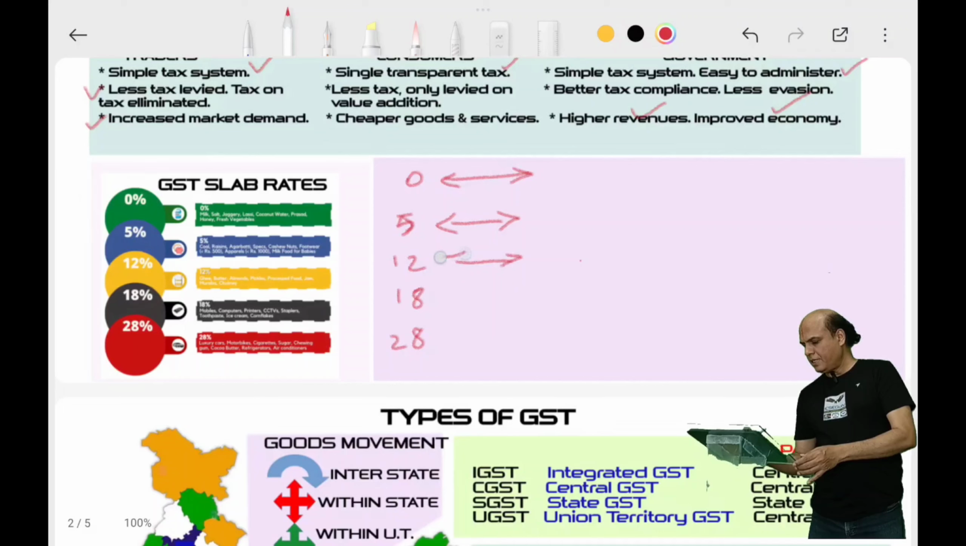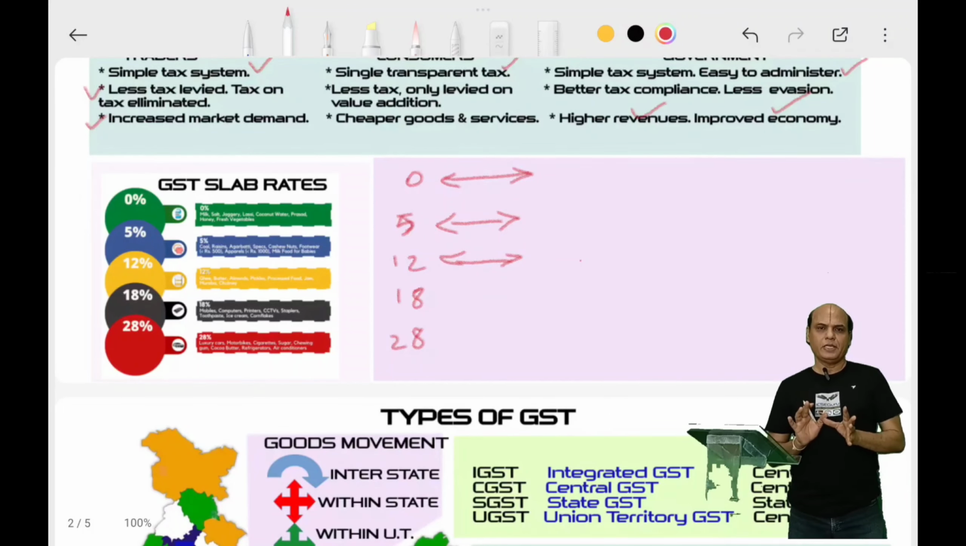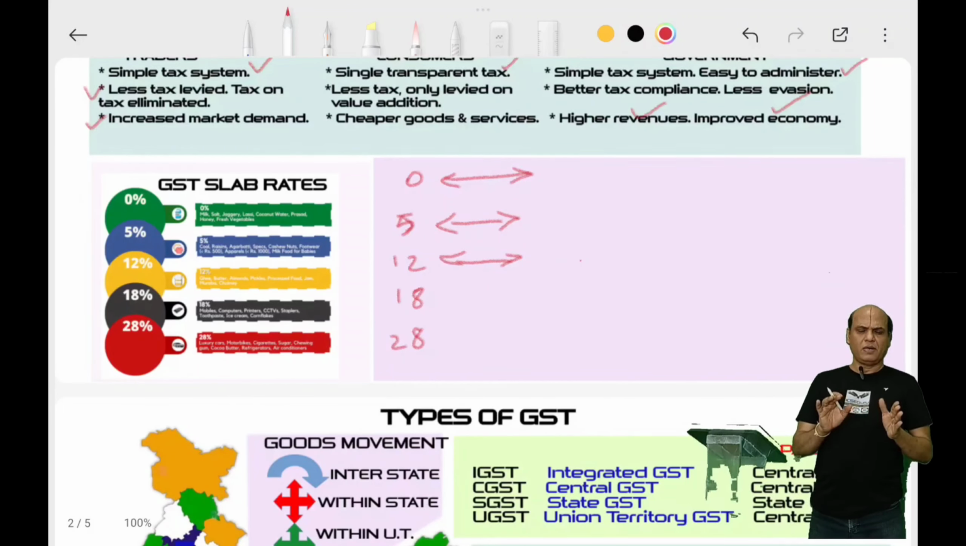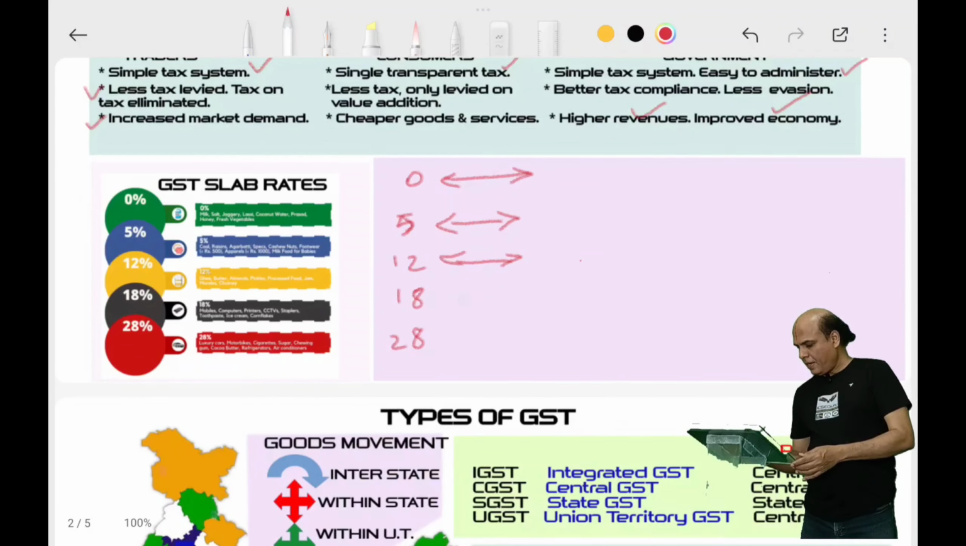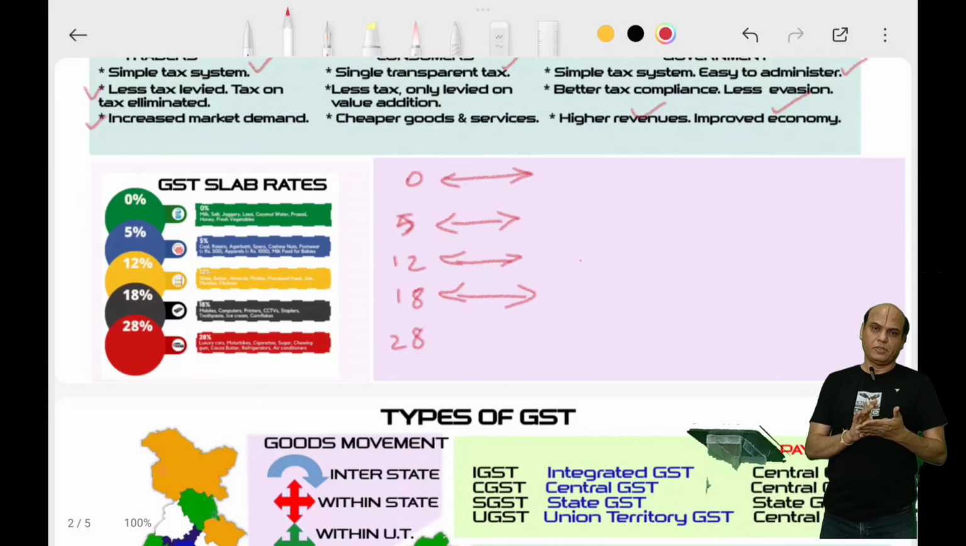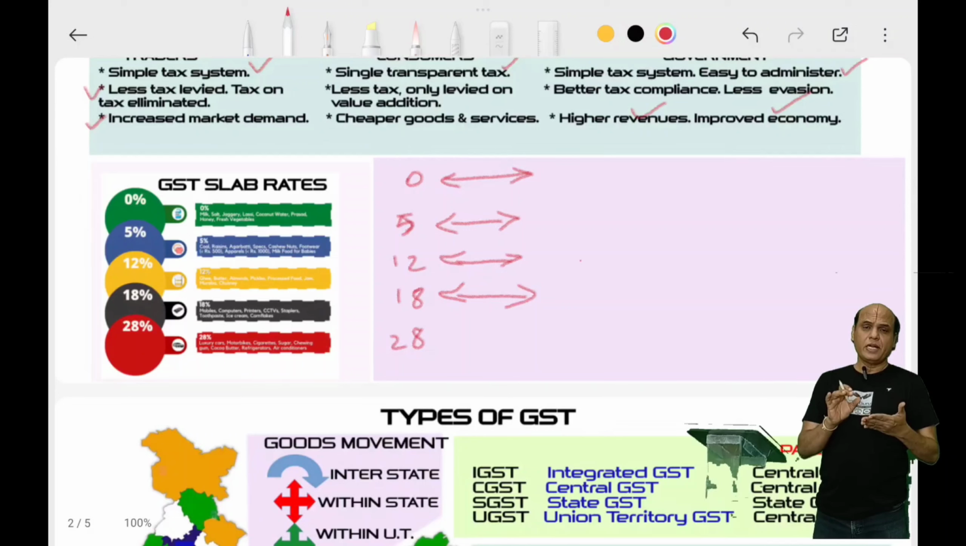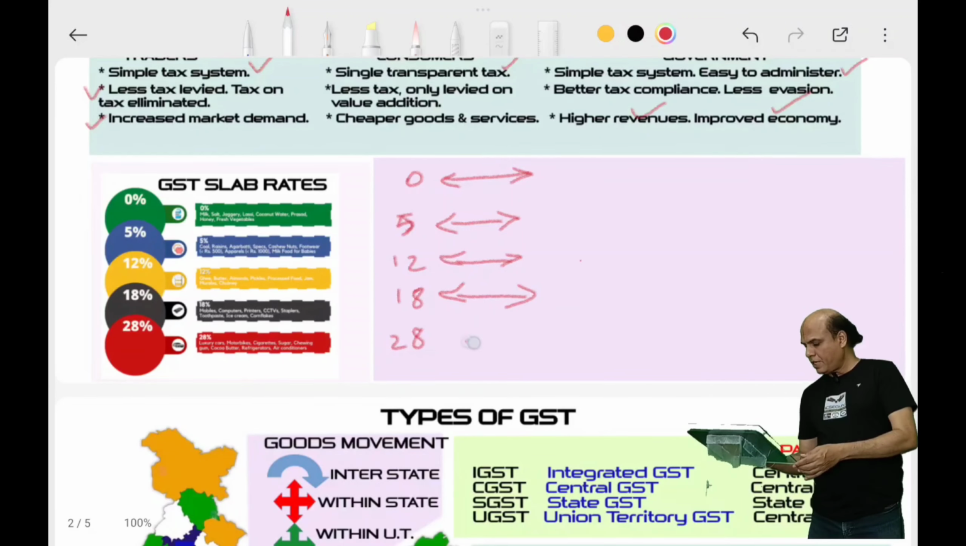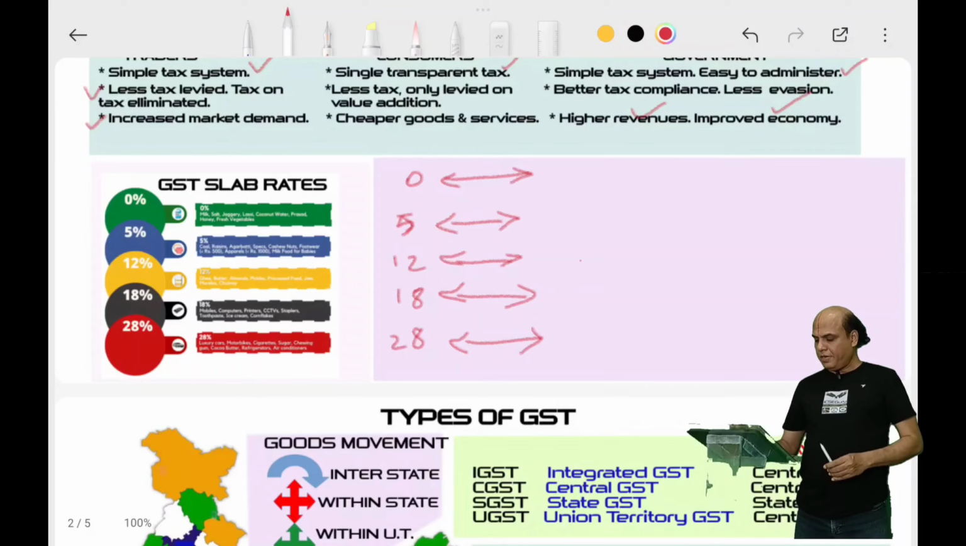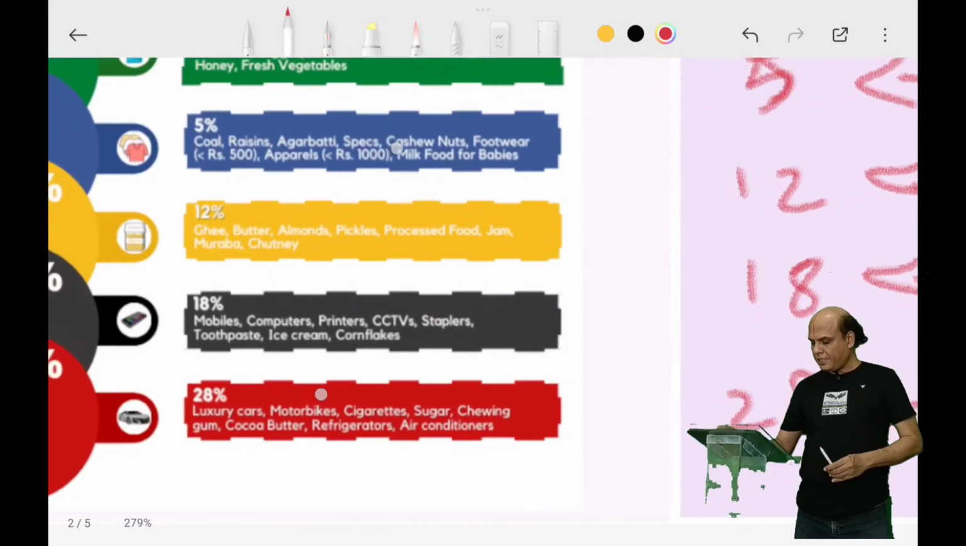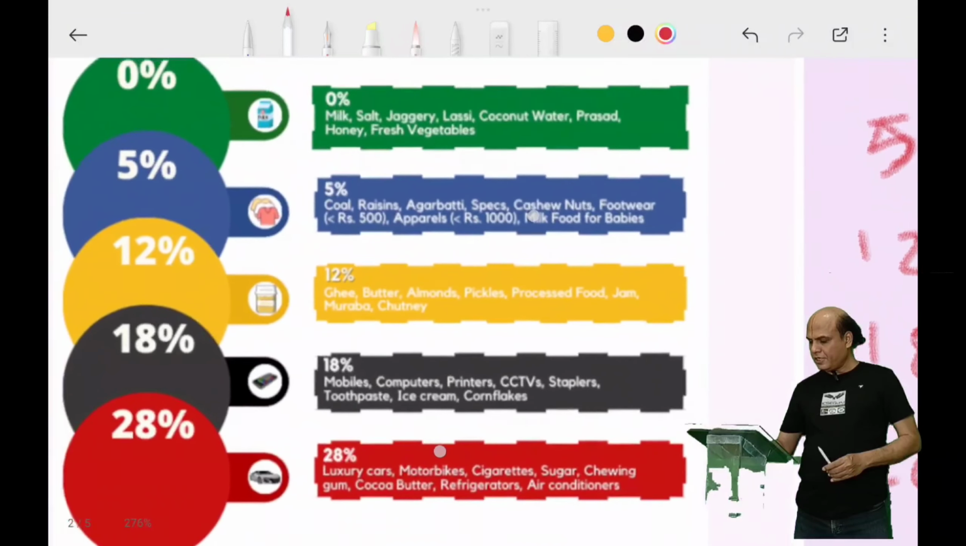Then 12%, these are some intermediaries which are not essential but important. So they are levied 12%. Now 18%, there are certain luxurious goods. These goods are levied at 18%. Then there are super luxurious goods. So they are levied 28%.